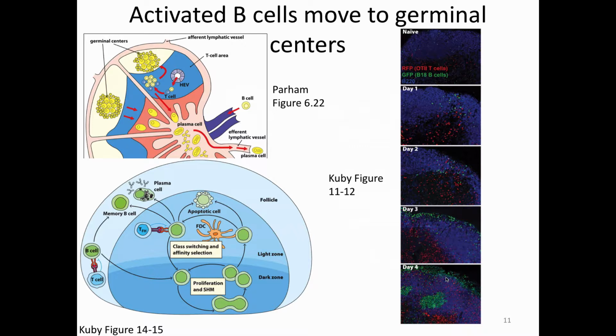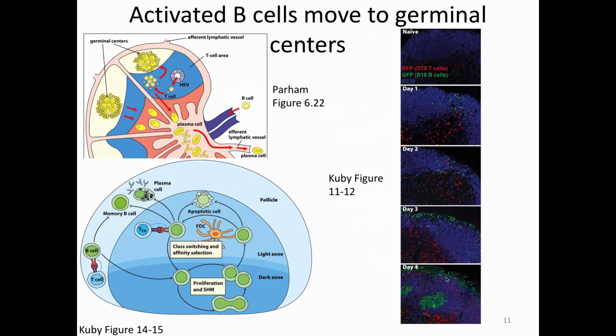Yes, Malik? Then other immune cells can activate B cells, right? It's just dendritic cells are the best at it, or? B cells need activation by a helper T cell. Dendritic cells are turning on T cells. Okay.